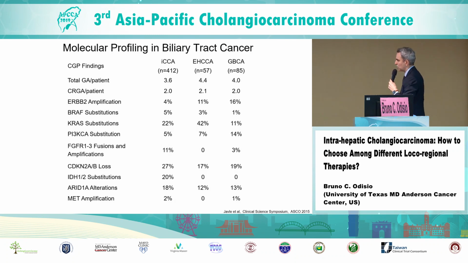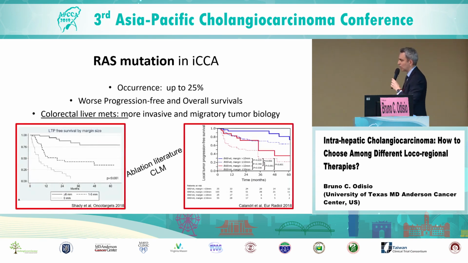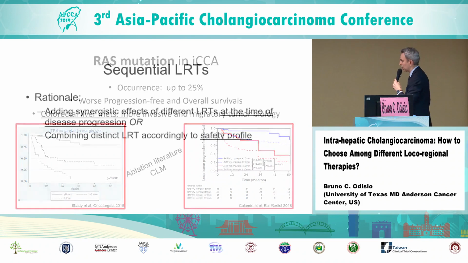We know that mutations are playing a big role in the management of those patients. For instance, RAS mutation occurs in up to 25% of those patients, and we know that patients with RAS mutation have worse progression-free and overall survival in the colorectal liver mets patient population. And we also showed that patients with colorectal liver mets with mutated RAS tend to have a worse ability of ablation to control their local disease. The group from Memorial Sloan Kettering showed that before, and we also showed it in a combined paper we did with the group from Italy. So maybe learning a little bit more about the mutations in intrahepatic cholangiocarcinoma will help us to tailor what kind of loco-regional therapy we should apply for those patients.